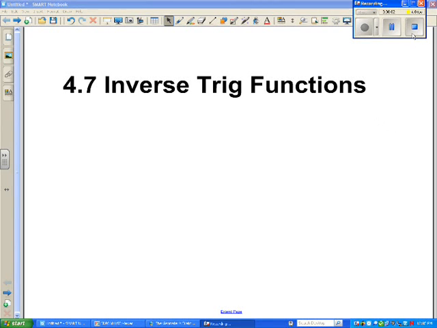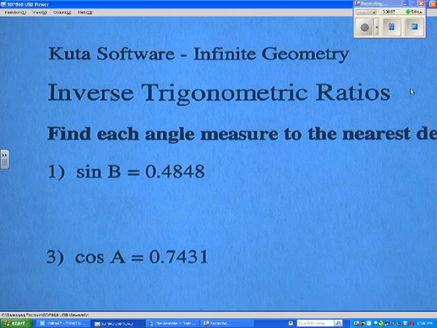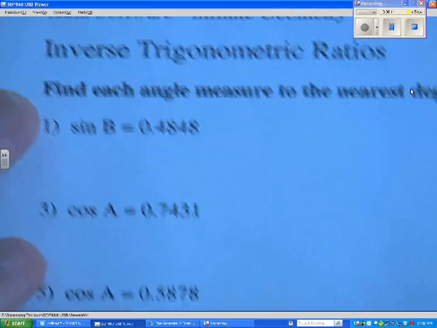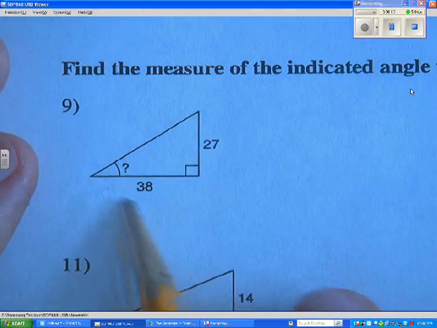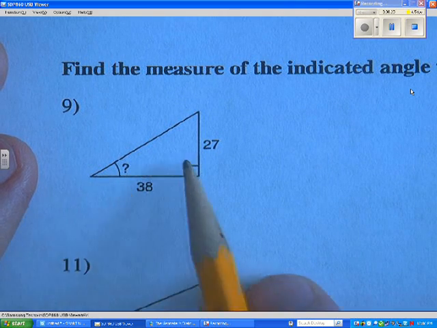4.7, inverse trig functions. First, I'd like to hit this from a geometric perspective. We're finding each angle measure to the nearest degree. I'm going to avoid just the trig ones here and just do the ones with some right triangles. Go ahead and draw this one in your notes, please. We're asked to find this angle to the nearest degree, given that this is a right triangle.